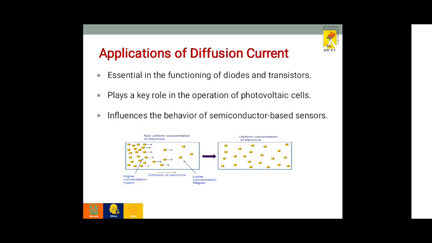Applications. This diffusion current is applicable in all solid state devices such as diodes and transistors, and it also plays a vital role in the operation of solar cells, that is, photovoltaic cells. It influences the behavior of semiconductor device sensors also.